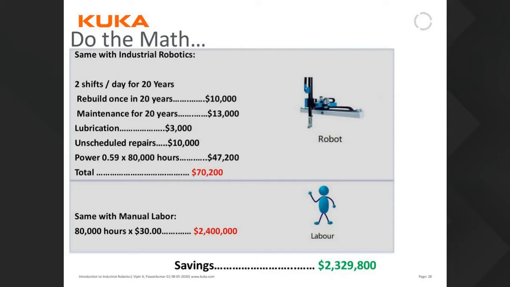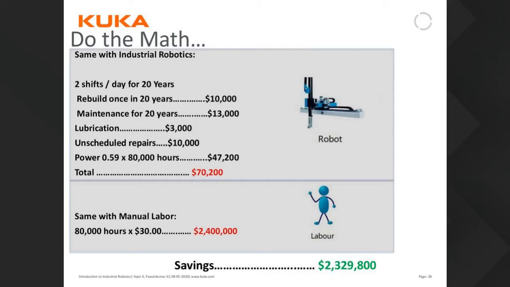We can justify it with a small mathematical problem. If you see two shifts per day for 20 years, the rebuilding cost can become around $10,000, and the maintenance cost for 20 years can come around $13,000. Lubrication 3,000, unscheduled repair 10,000, and the power consumption 0.59 for 80,000 hours, around $47,200. So totally it can come to around $70,200.